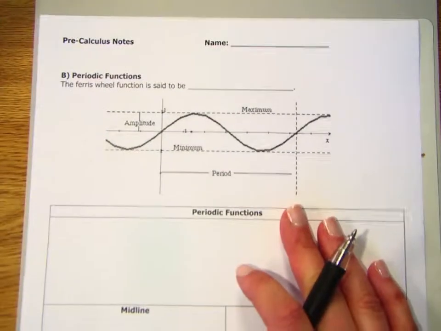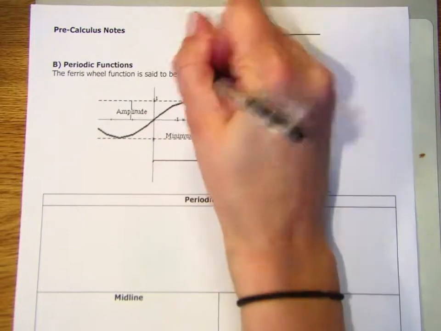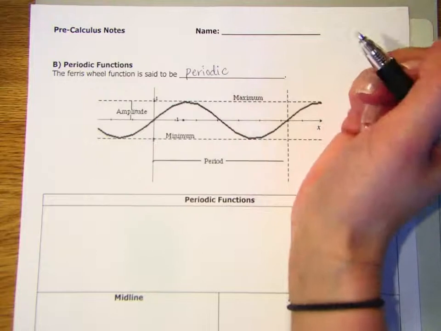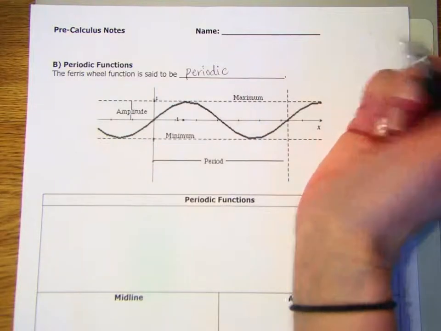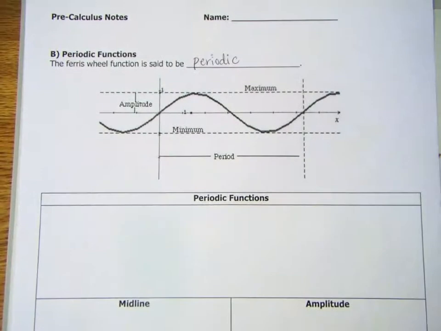All right, so now what we are going to do is take that example to talk about some vocabulary with periodic functions. So that graph of your Ferris wheel height is said to be periodic. Any idea why? What does it mean to be periodic based on what you saw in that table and in that graph? Okay, it happens repeatedly over time, okay?